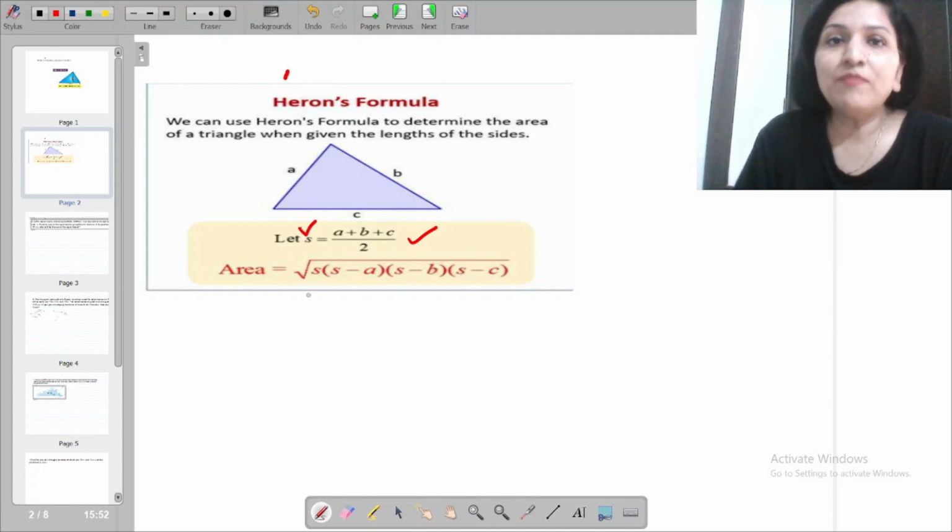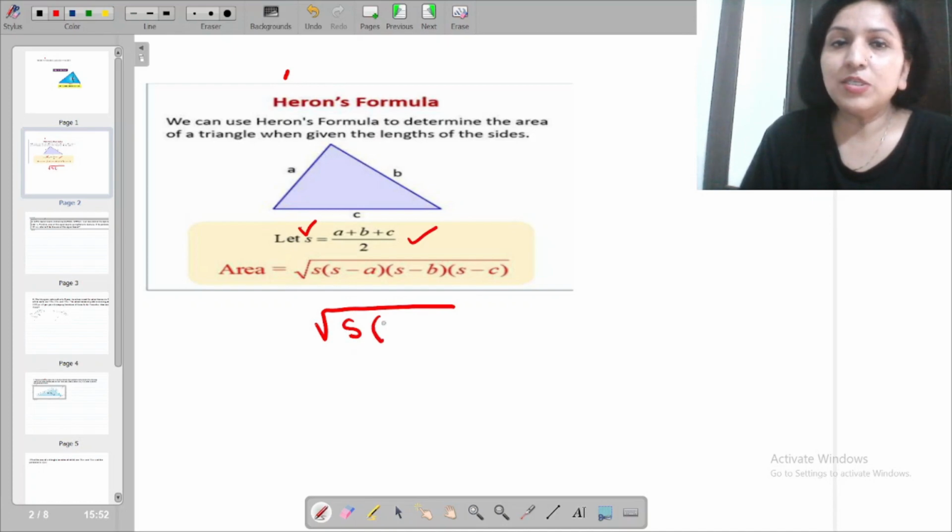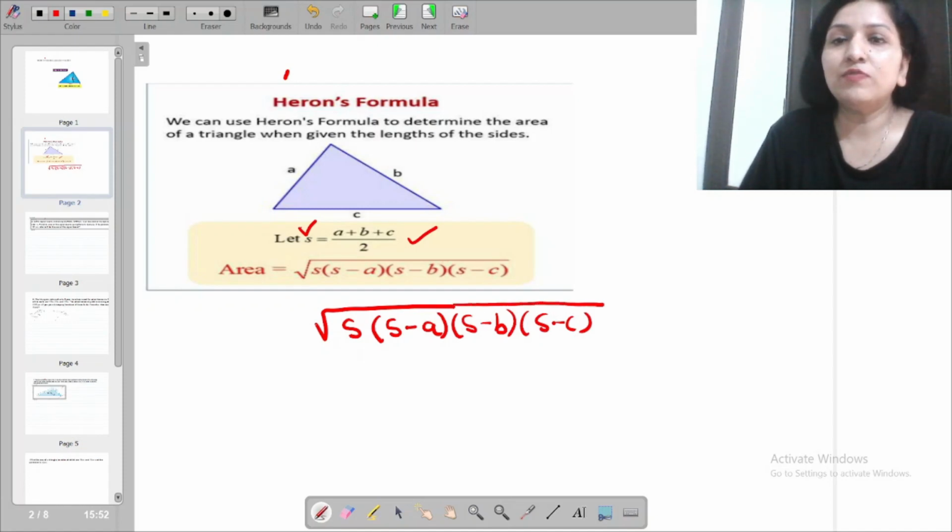And the formula for the area of this triangle would be under the root S, that is semi-perimeter, in first bracket, the difference of S and the first side, difference of S with the second side, and difference of S with the third side. And we are taking the product of these four numbers.